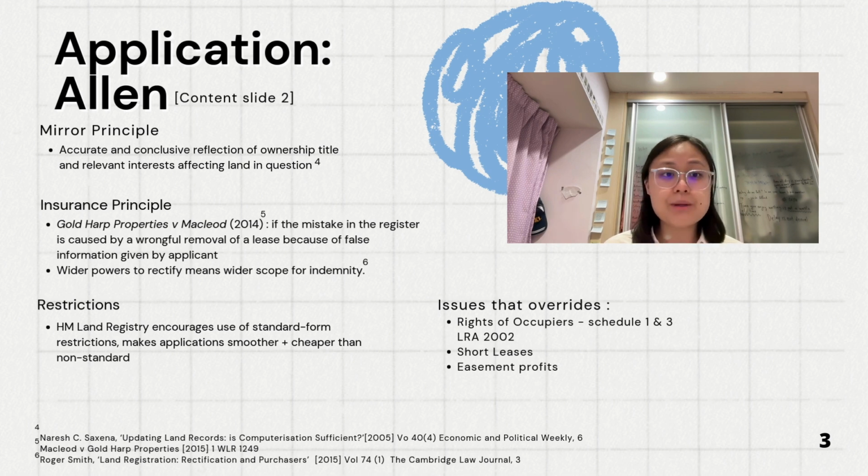And also, the Act will be beneficial for Allen, such as in terms of accessibility. There'll be less waiting time and overall less complexity, not just for Allen, but for anyone else who wants to register their land. The second is also known as the insurance principle.